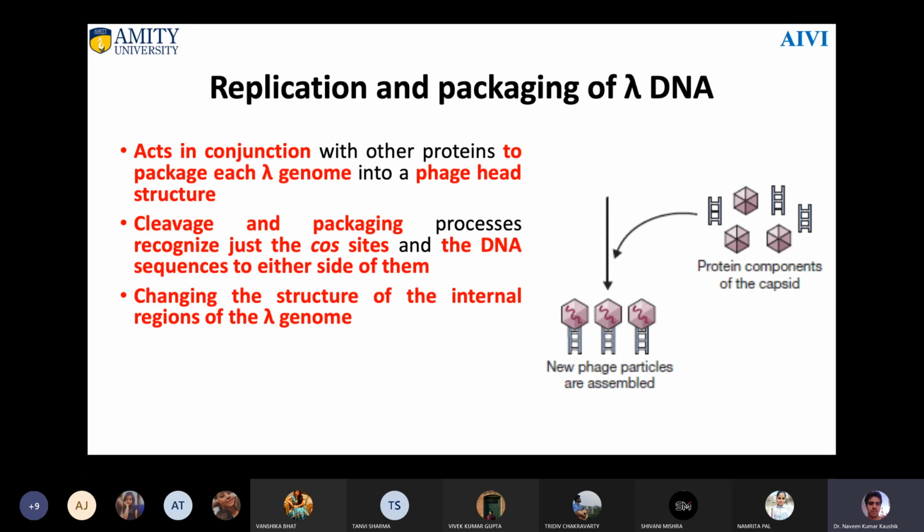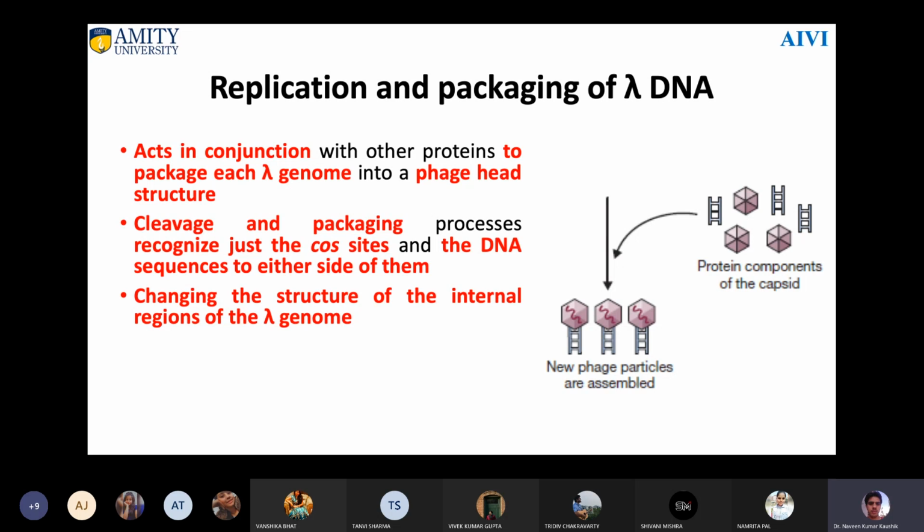Now both the ends, the cos ends, are there. This is an act of conjunction, and the other lambda proteins start packaging each lambda genome into the phage head structure. Wherever these cos sites are, they are the recognition site. The cos site is recognized by the proteins which are part of the capsid. They come to this cos site and recognize it, and with both end cos sites there, they start packaging around it.